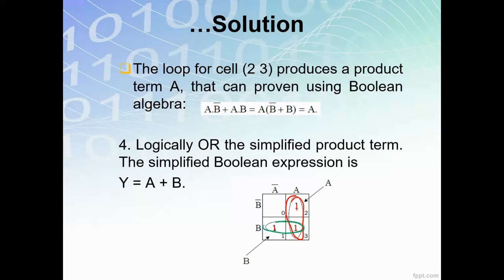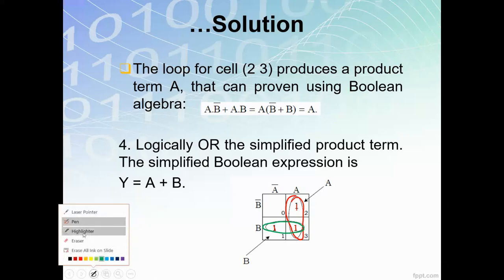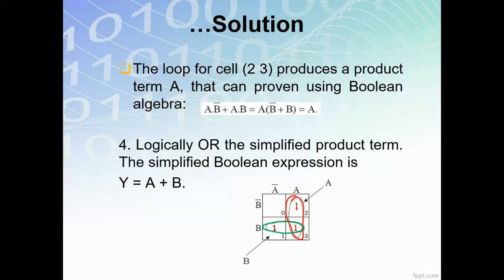Okay, with the second loop. After you draw the loops, then you write the expression for each loop. For the red group, you can see that you can eliminate the B bar and B, because B bar and B is equal to 1, and 1 times A, you got A. So therefore, your loop is A.